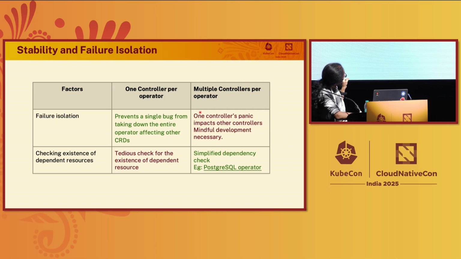That is one of the factors that needs to be considered. The first point over here, failure isolation, talks about the same. One thing we should always make sure of when we are trying to integrate two controllers is mindful development and a good amount of rigorous testing. The second thing is checking the existence of dependent resources. Now, let's say here I have a simple example, which is open source.